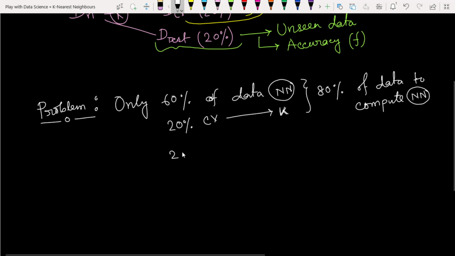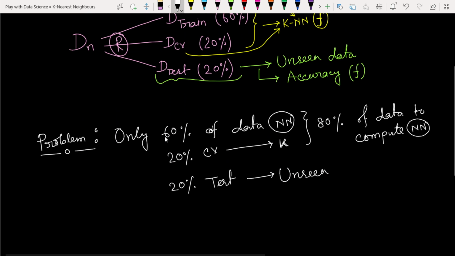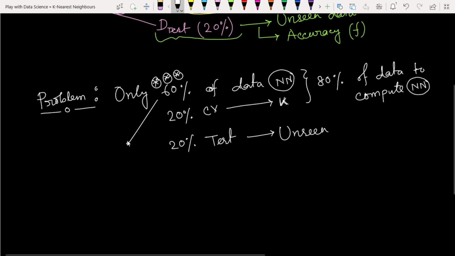The remaining 20% of the data is taken as the test data, and this data is called the unseen data. We have seen this. So this is the main problem here: we are using only 60% of the data, and we lose 40% of the information.